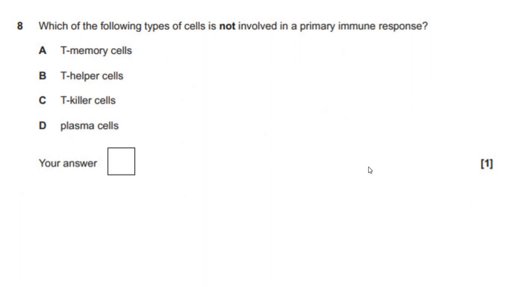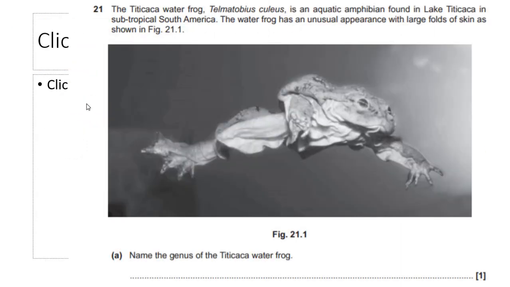Okay, next one. Which one is not involved in the primary response? Really important in the sense of primary, that's the initial infection. Okay, so do T cells kill initial infection? Yes, they do. Do helper cells? Yes, they do. They secrete the interleukins. Or do we make plasma cells in the primary? Yes, we make them, but we don't make the T memory cells. Okay, so the answer would be A.